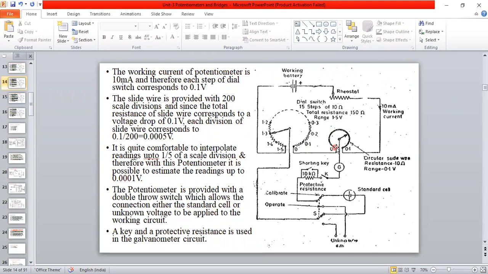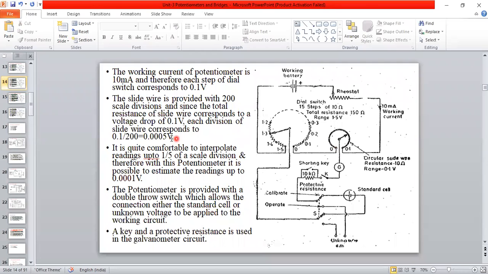So how much here now? 0.0005, 0.001, and so on, like that we have to go up to 0.1 volt. For each step we have to increase. So it is quite compatible, and 0.0005 divided by 5, a one-fifth scale division, we can use here now.